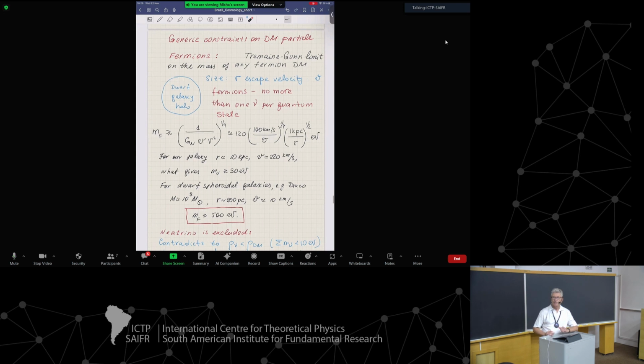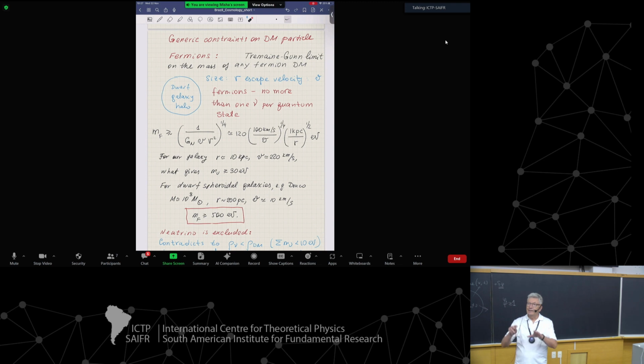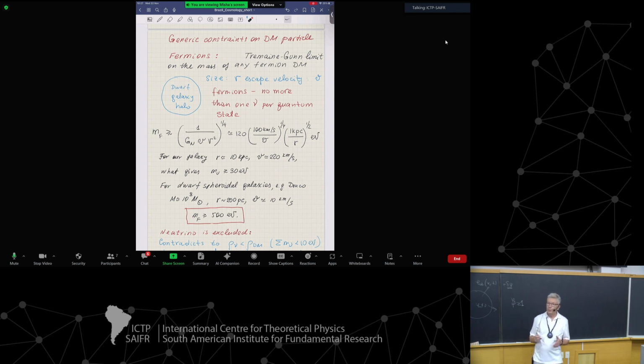One of these constraints is applicable for fermions. And let me tell you what is the idea behind this constraint. It's, again, associated with the Pauli exclusion principle. Suppose that you have some object in the universe, some dwarf galaxy, or galaxy or whatever, which contains dark matter. And then you say, these are fermions which make up dark matter, and so I'm going to put the fermions inside. I cannot put more than one particle per one available state.